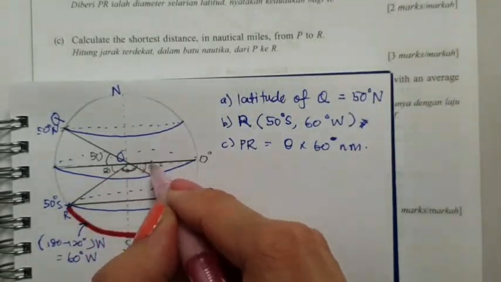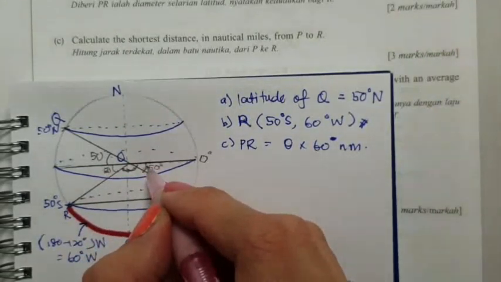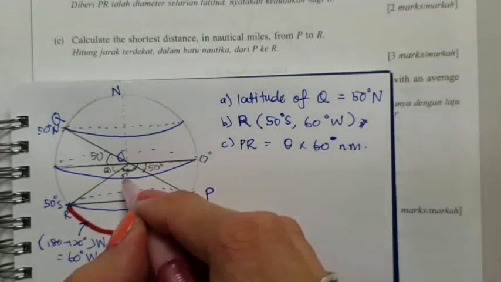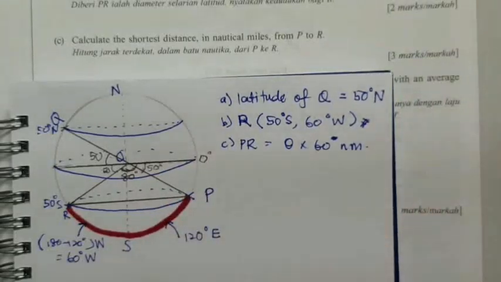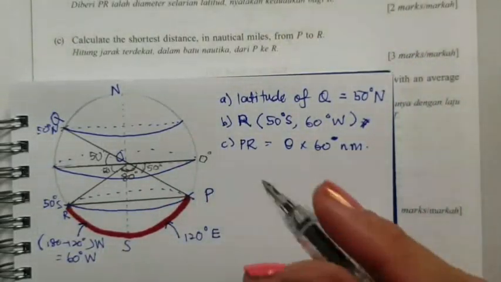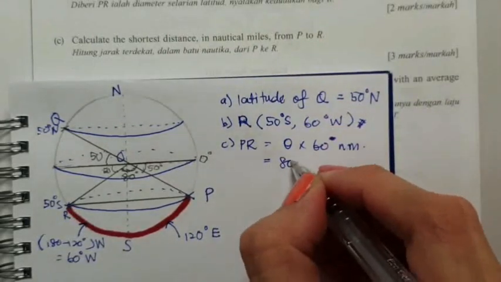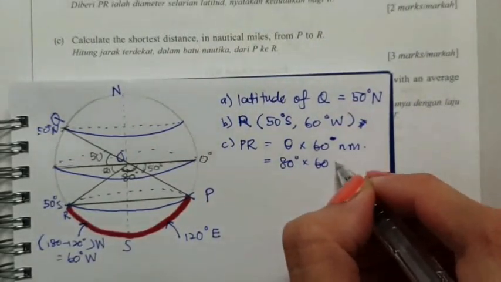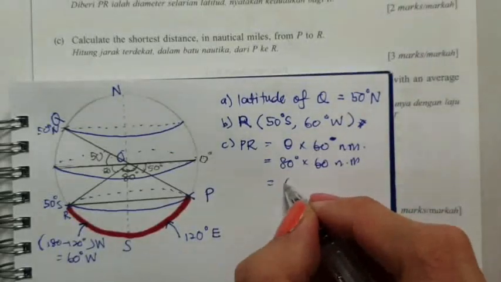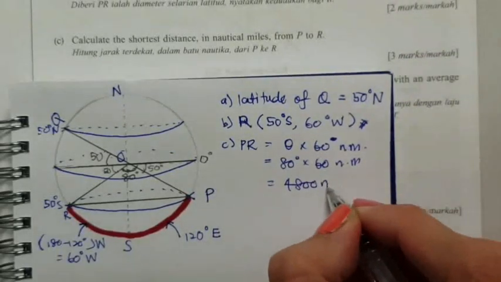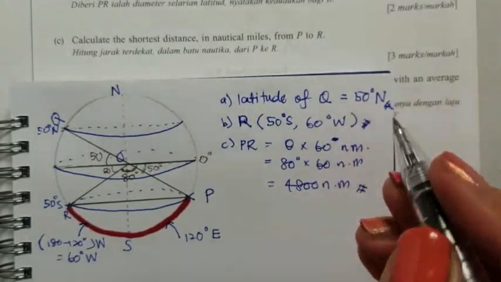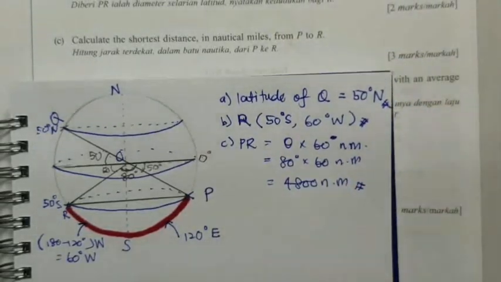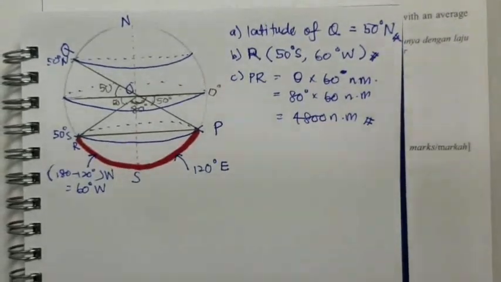Total angle is 180. So 50, 50 taken away from 180, we're left with 80 degree in here. And therefore, the distance between P and R, it will be 80 degree times 60 in nautical miles. We will have 4,800 nautical miles. That will be our answer. Okay, so with that, we can go to the next part of the question.